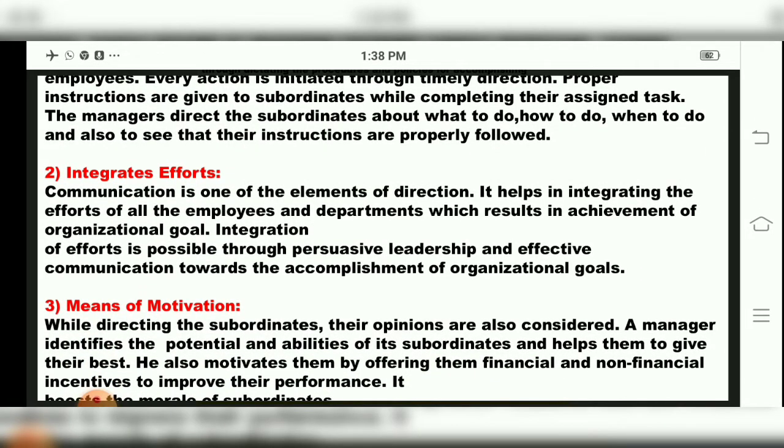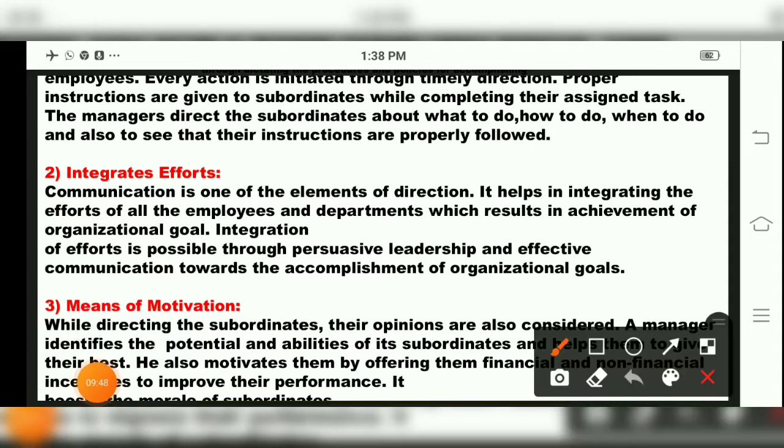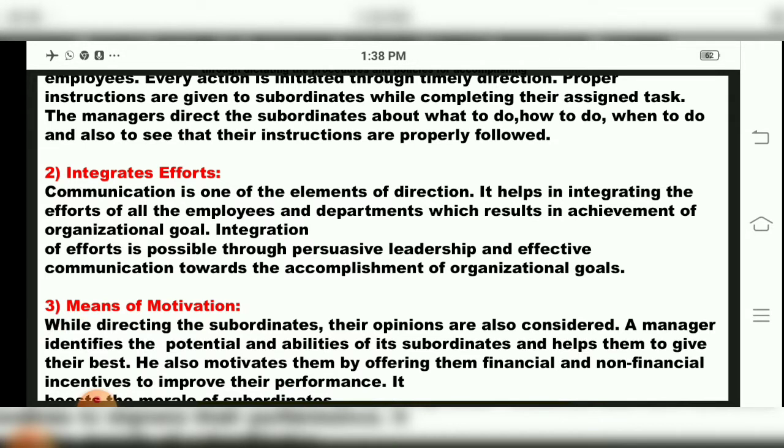Now we will see the third one. See, the third point is what? Means of motivation, children. Third point. What it tells in means of motivation is that while directing the subordinates, their opinions are also considered, children. So a manager identifies the potential and abilities of his subordinates and helps them to give their best. He also motivates them by offering them financial and non-financial incentives to improve their performance. So it boosts the morale of subordinates.